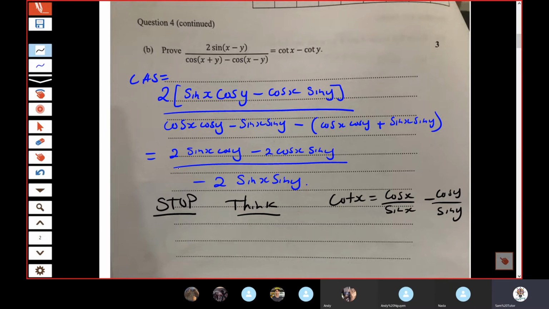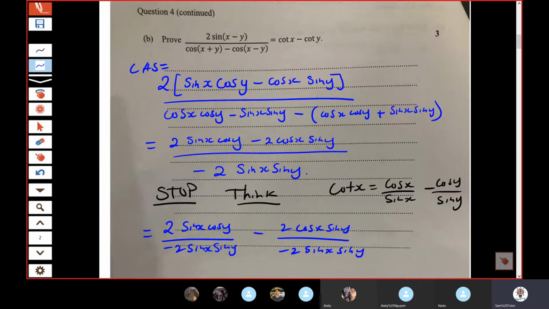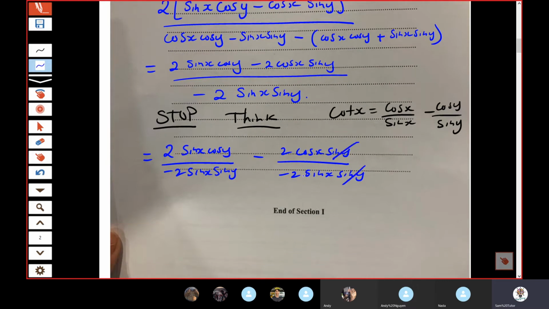If I separate my denominators, it looks like this: 2 sine x cos y on negative 2 sine x sine y, minus 2 cos x sine y on negative 2 sine x sine y, and then obviously cancel everything. That gives me negative cot y plus cot x.